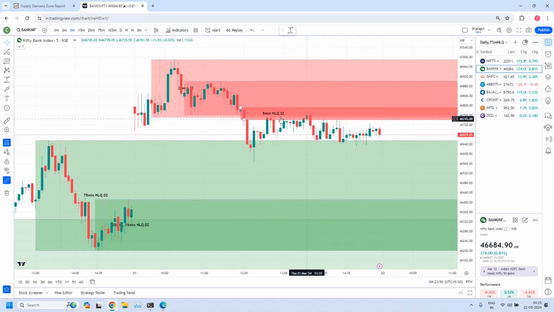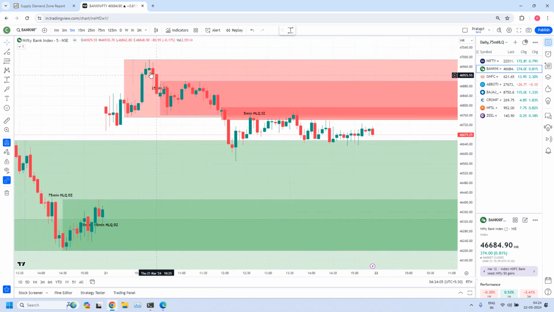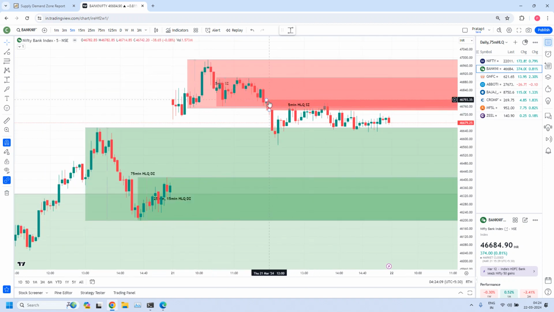Okay, finally, this is where we have drawn the 5 minutes high liquidity supply zone. Where did it happen? Inside this 25. This is the reason why we have drawn it. As a reference, we finally ended up with a lower time frame high liquidity zone inside this area. And here the exact order flow is there.